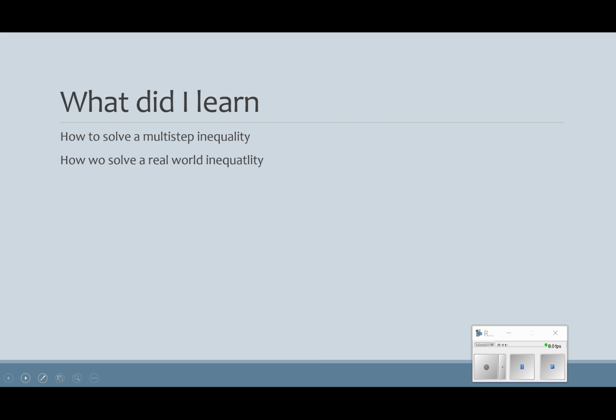All right, so today we looked at how to solve a multi-step inequality and how to solve real-world inequality.